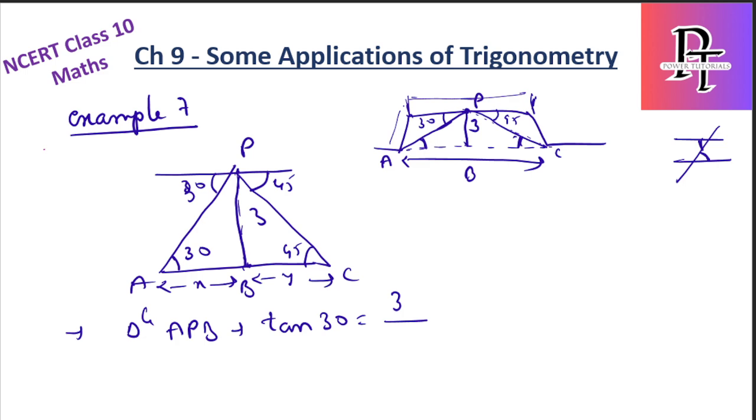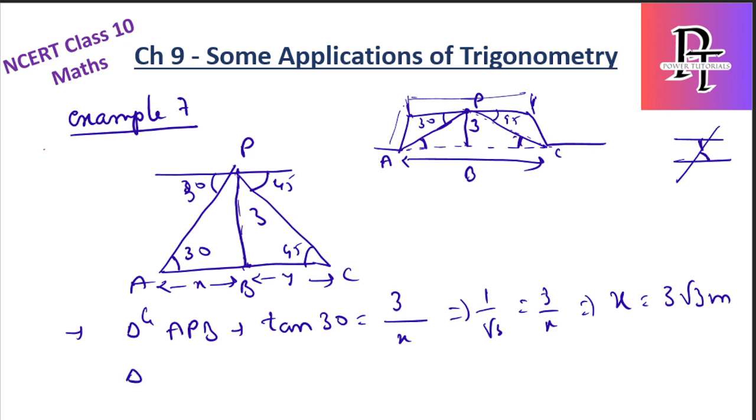So now it will become 3 by X. What is tan 30? Tan 30 is 1 by root 3. 1 by root 3 is equal to 3 by X, which implies X is equal to 3 into root 3. So we got the X value as 3 root 3.